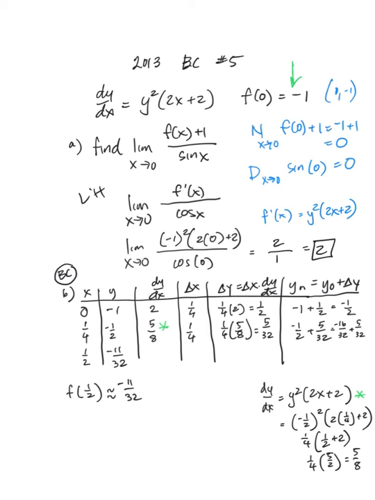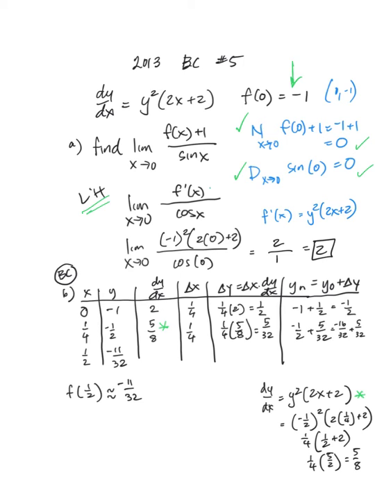Part A is asking us for a limit, so we're going to look at the behavior of both the numerator and denominator as x approaches 0. Our numerator is f of 0 plus 1, but I know f of 0 is -1, so I get -1 plus 1, or 0. Sine of 0 is also 0, which allows me to use L'Hopital's rule, taking the derivative of the numerator divided by the derivative of the denominator.